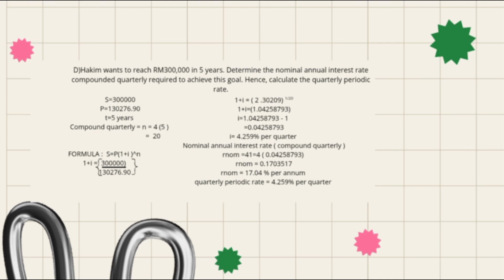So the nominal annual interest rate compounded quarterly, R nominal, equals 4 times 0.04258793. R nominal equals 0.1703517, which is 17.04% per annum. Quarterly periodic rate equals 4.259% per quarter.